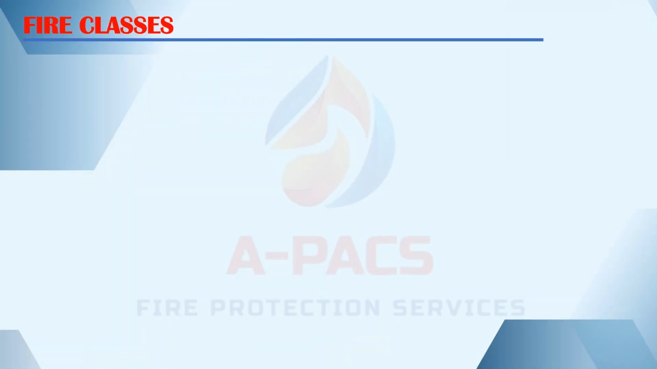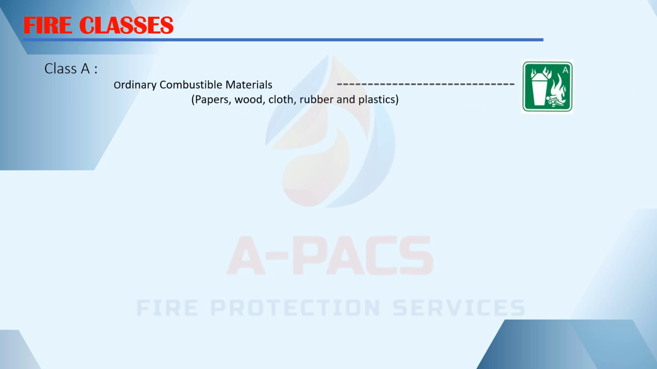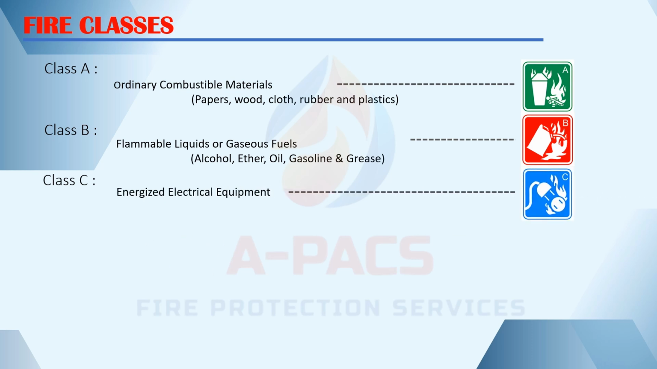Fire classes. Class A: ordinary combustible materials, such as papers, wood, cloth, rubber and plastics. Class B: flammable liquids or gaseous fuels like alcohol, ether, oil, gasoline and grease. Class C: energized electrical equipment.